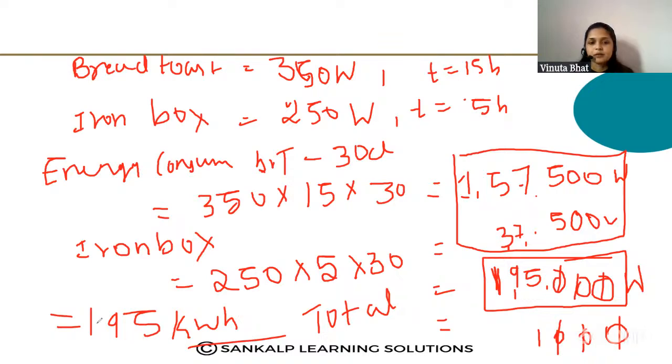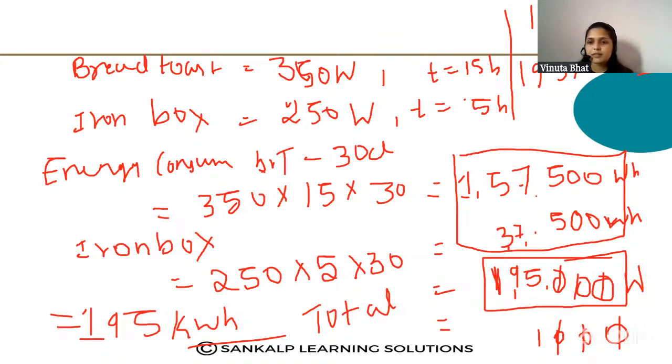Here, for 1 kilowatt hour it is given as 4 rupees. So what is the cost for 195 kilowatt hour? What you have to do is 195 into 4. So what is the value? That is equal to 780 rupees. The cost is 780 rupees.